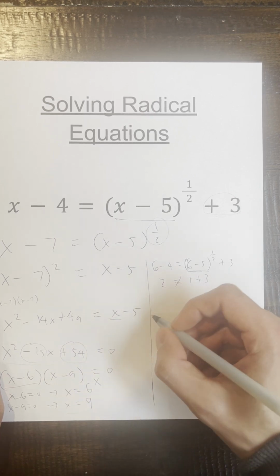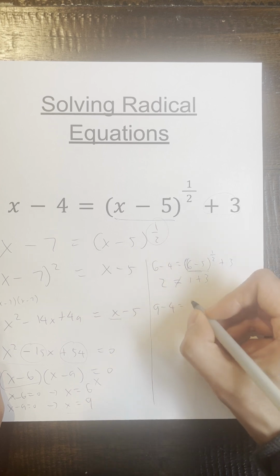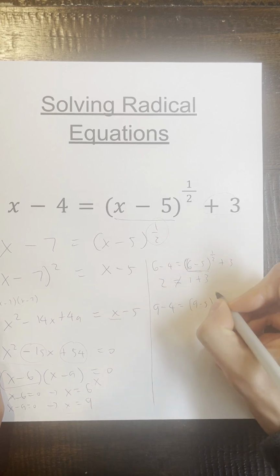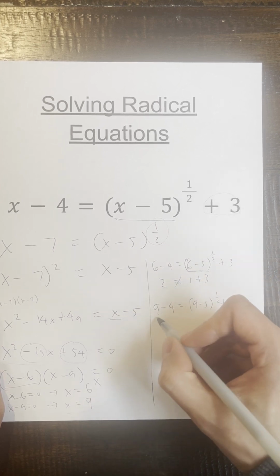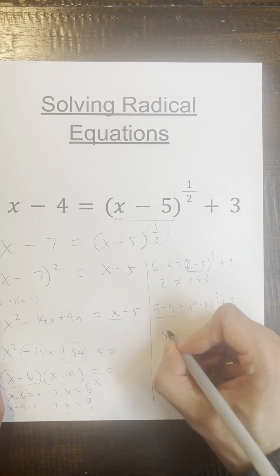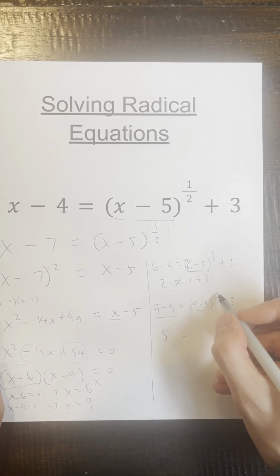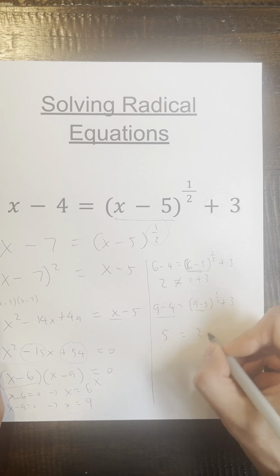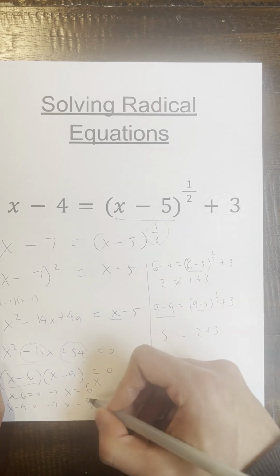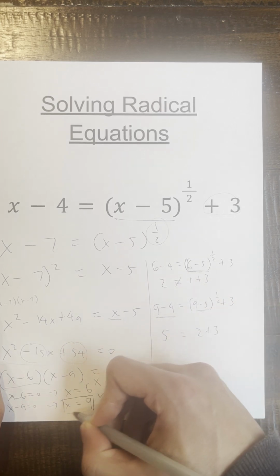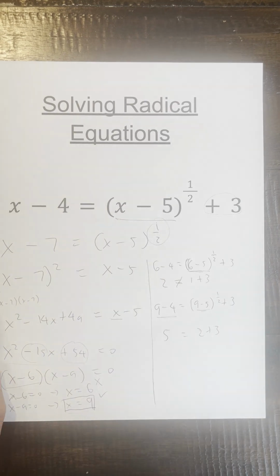How about 9? So let's double check. 9 minus 4 equals (9 minus 5) to the power of 1/2 plus 3. What's 9 minus 4? 5. So this becomes 4. What's the square root of 4? 2. Okay, so this is good. So x equals 9 is our only solution.